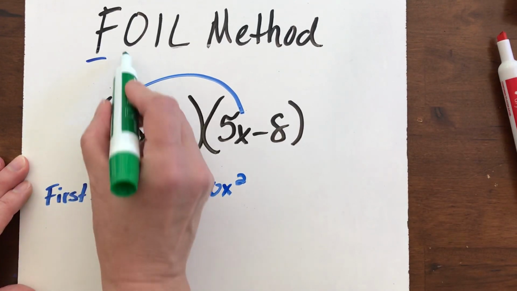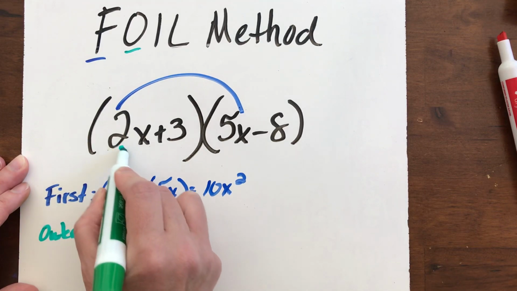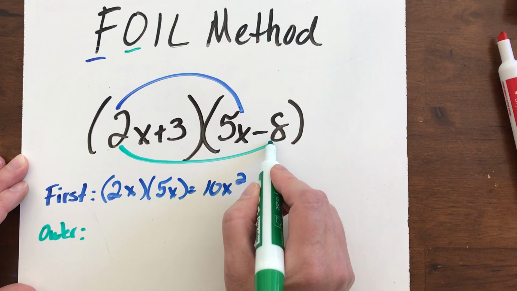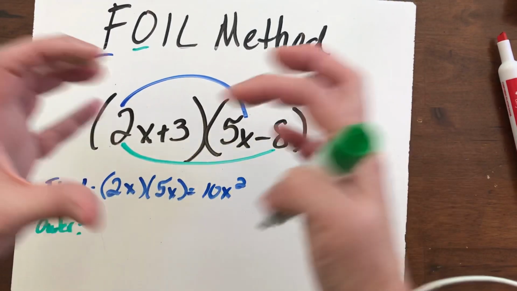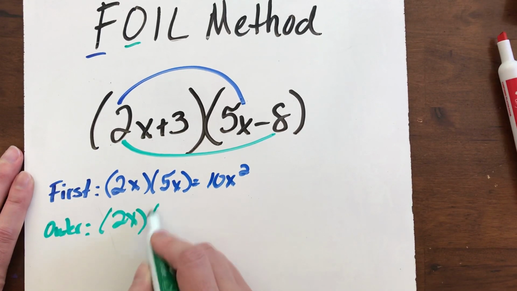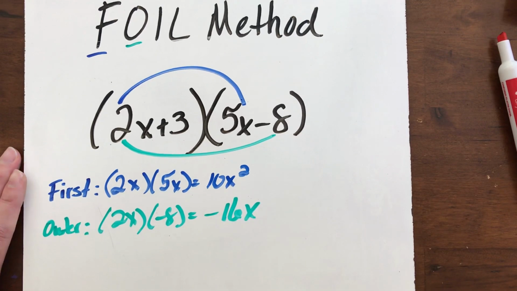The outer, okay, we'll put it in green. It's where you multiply the first term in the first parentheses and the last term in the second parentheses. It's on the outside of the problem. So you're going to have 2x times -8, which is -16x, okay?